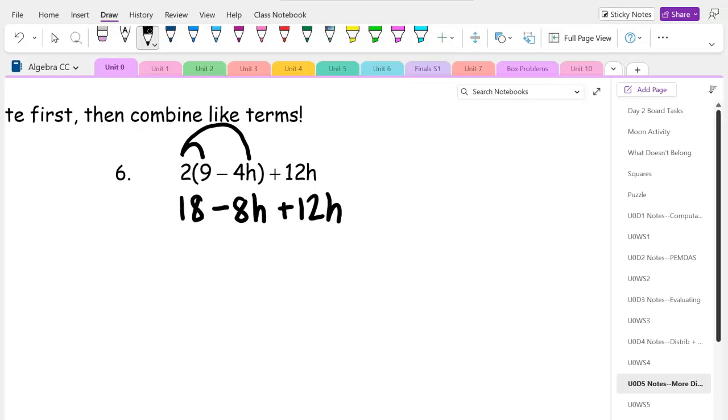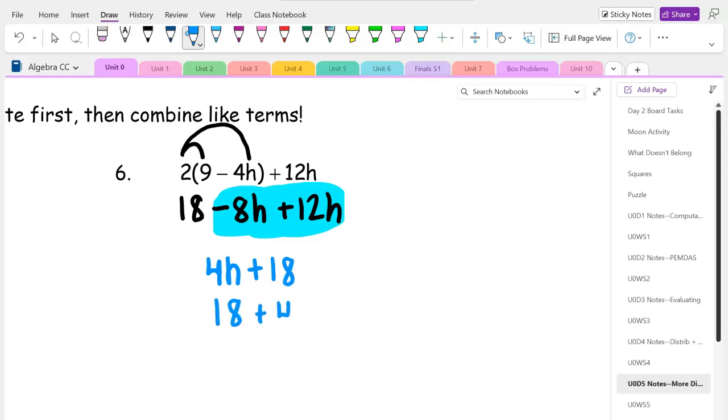And now you're going to look for your like terms. I prefer to put the variable first. That's something called standard form. So usually what you should do is start with the variable first. We're going to put these two together. Negative 8 plus 12 is 4. And then we have an h. And then this 18 is a positive, so it's plus 18. If you have it written like this, that is also technically correct.